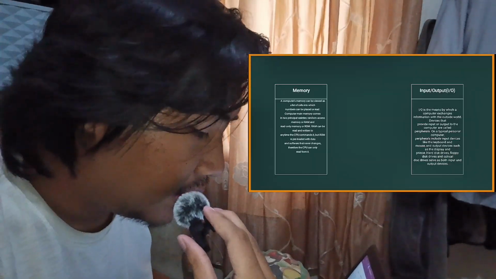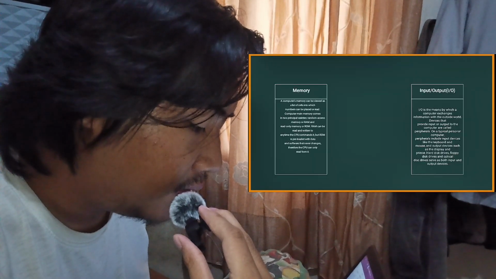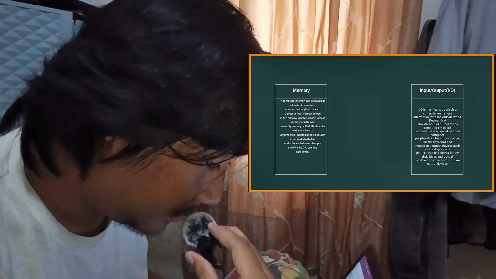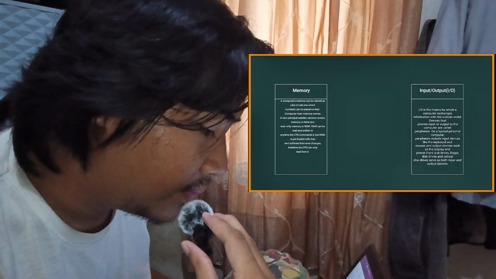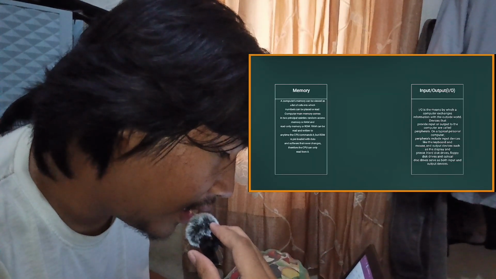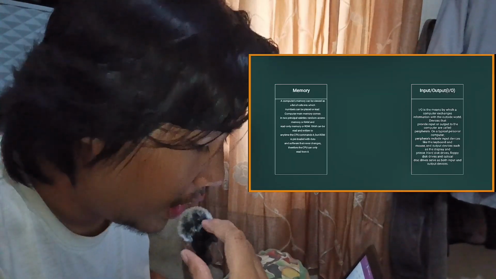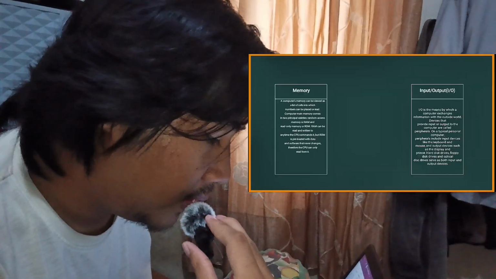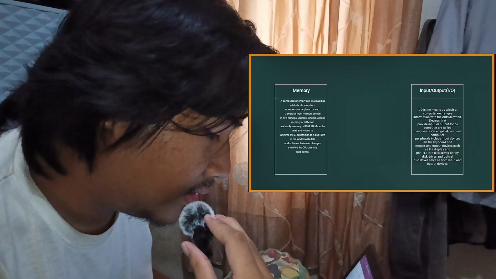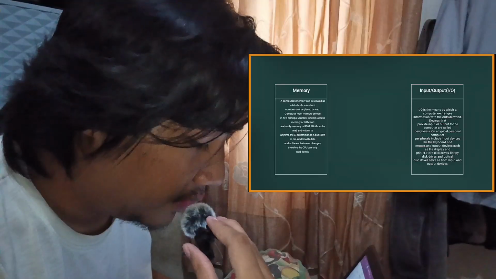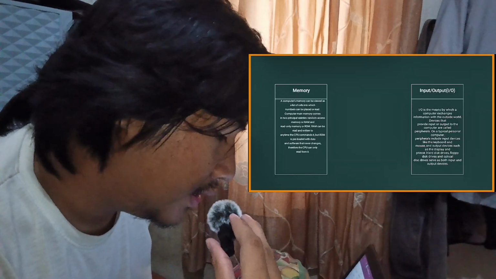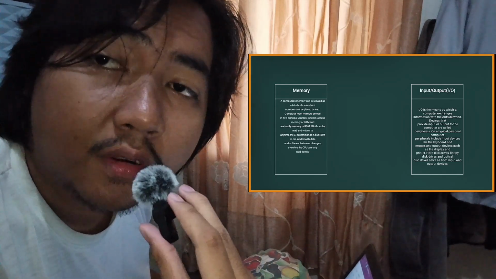So memory. Computer memory can be viewed as a list of cells into which numbers can be placed or read. Computer main memory comes in two principal varieties: random access memory or RAM, and read-only memory or ROM. RAM can be read and written to anytime the CPU commands it, but ROM is preloaded with data and software that never change. Therefore, the CPU can only read from it.